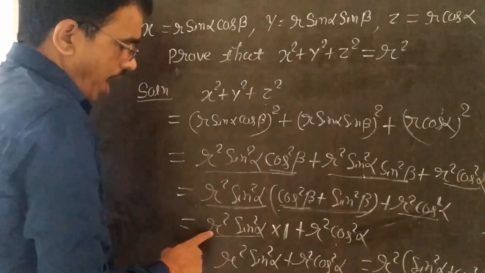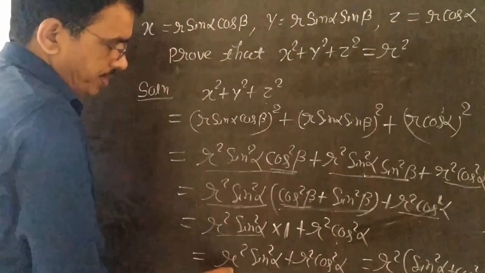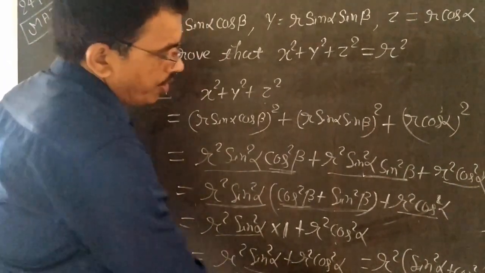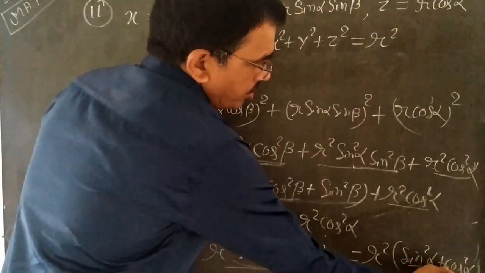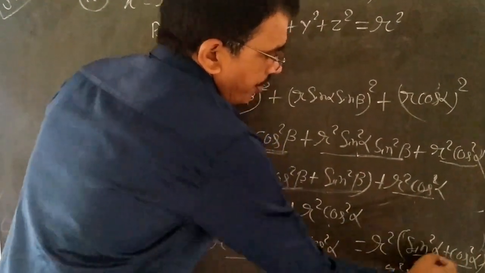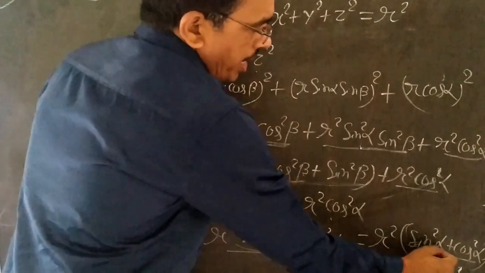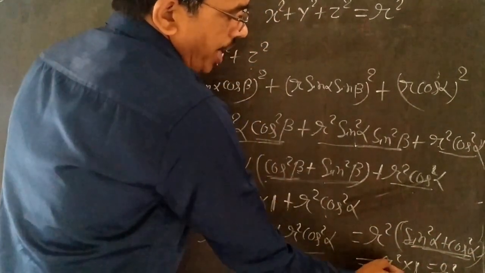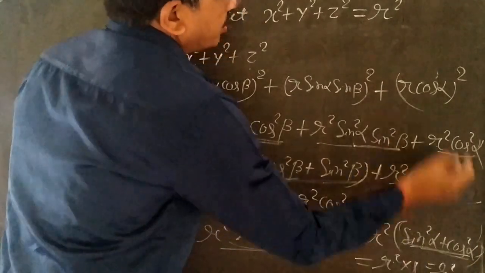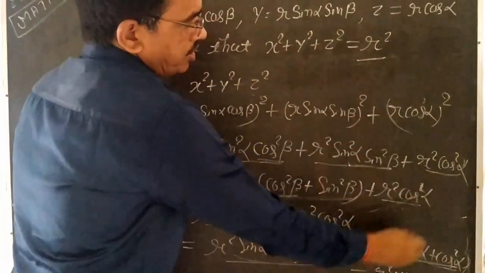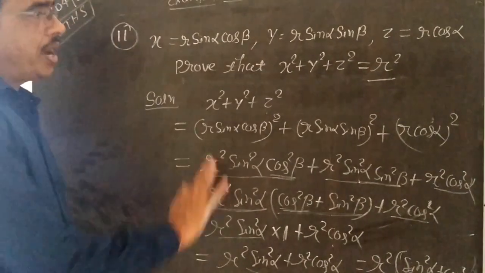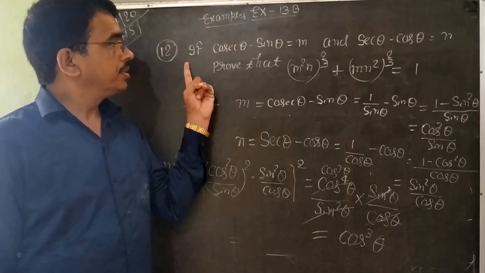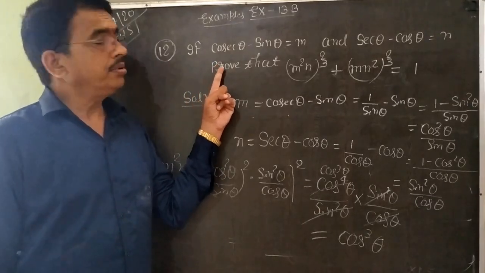Now r square is common between them. So I write r square common, then sin square alpha plus cos square alpha in the bracket. And the value of sin square alpha plus cos square alpha is again 1. Then r square into 1 is equal to r square, and that is RHS. So only substitute the value, you can find your solution. Now see question number 12. Very important question for you.